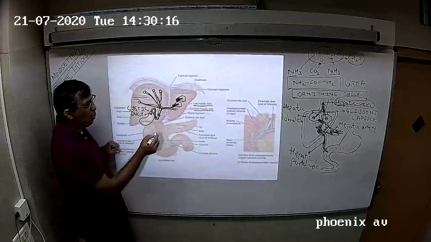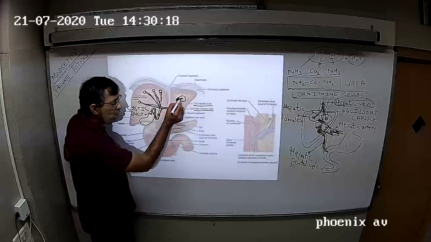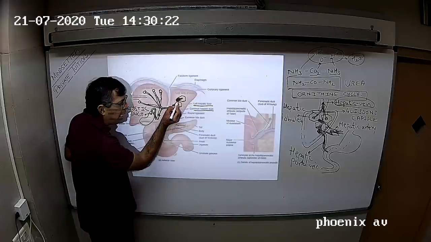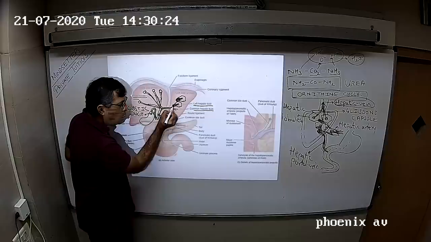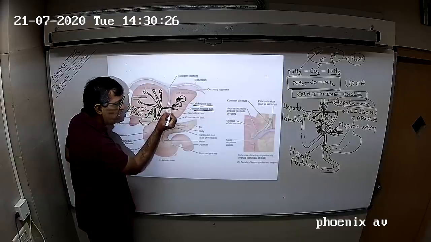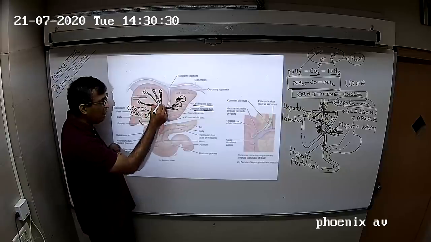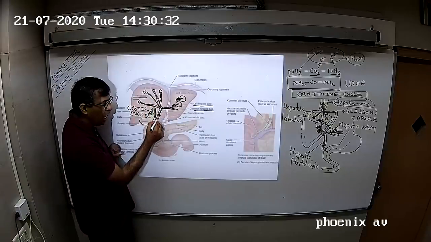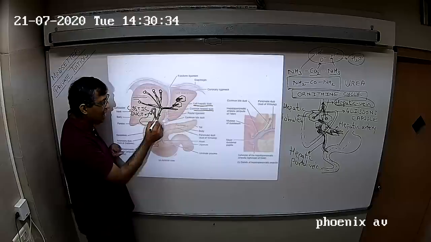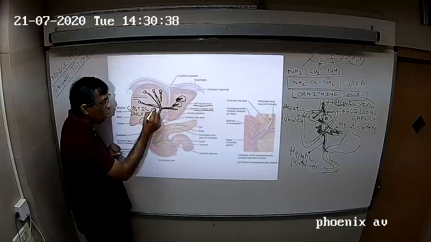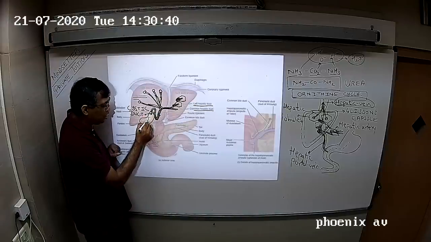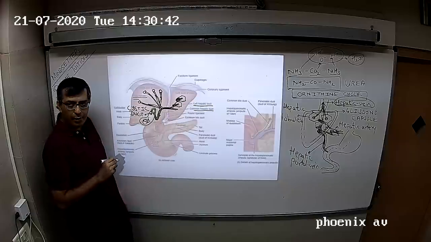So once again, where has bile entered from? From cells into bile capillaries, into portal areas, via portal areas into the left hepatic duct and right hepatic duct, which have joined to form the common hepatic duct. And from the common hepatic duct, the bile will flow into the cystic duct and be stored in the gallbladder.